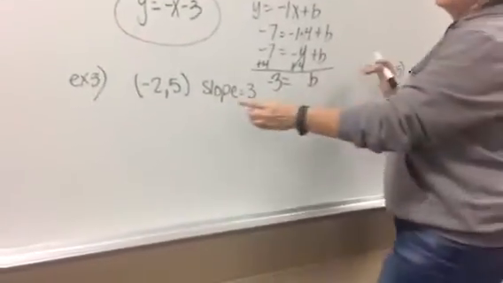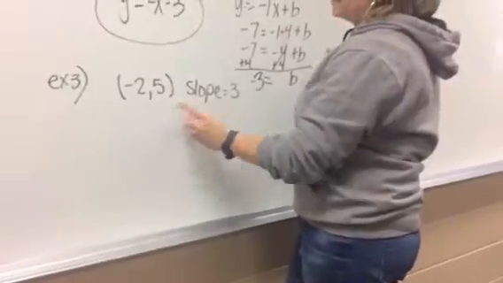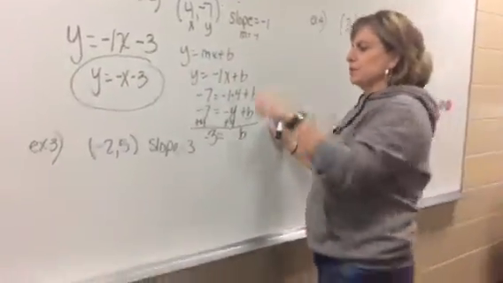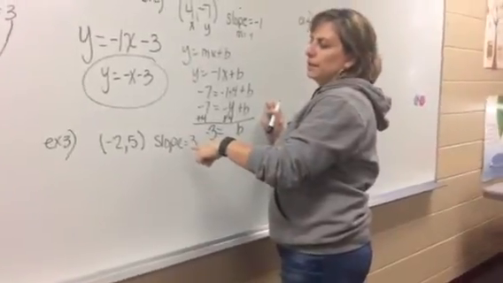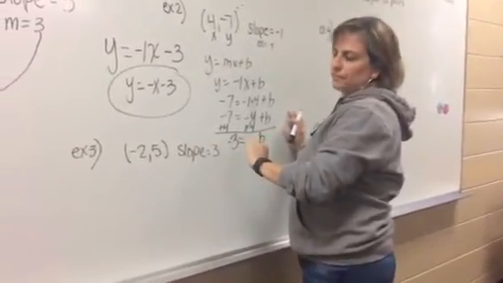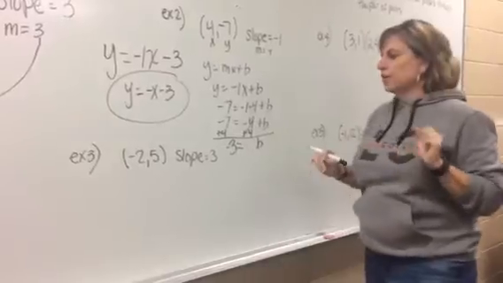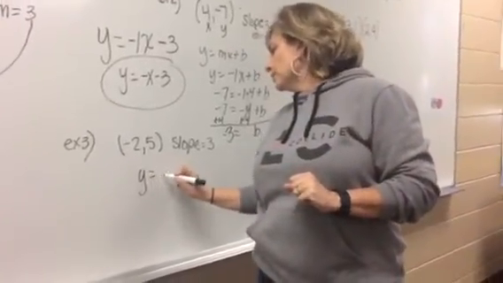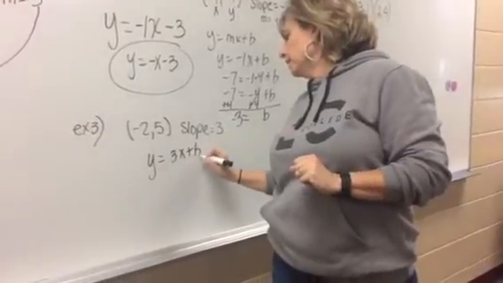For the next problem, the point is (-2, 5). The slope is 3. I'd like you to go ahead and shut off the video and see if you can do that one on your own, and then turn the video back on. Okay, so you should have shut it off and tried this. You should have gotten y equals 3x plus b.